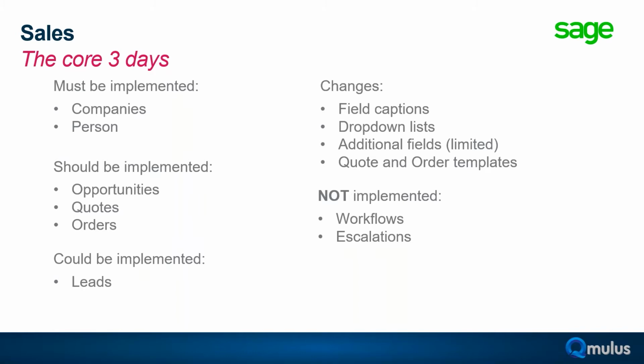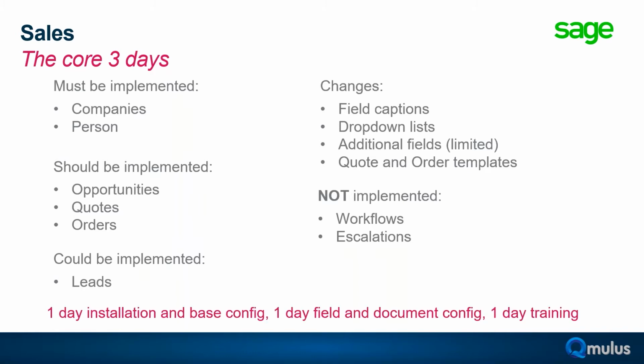So if we look at the breakdown of the first core 3 days of our 357 plan, this roughly sits in a 1-day installation and base config day. This is where we install the CRM software, we configure up their users, we might configure up some of the other general settings within the system area, maybe things like their email server for sending emails, that kind of stuff on the basic configuration.